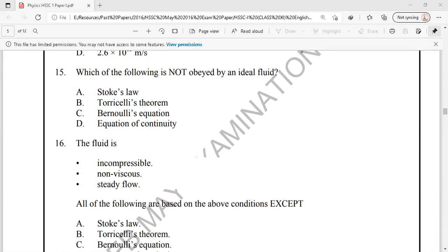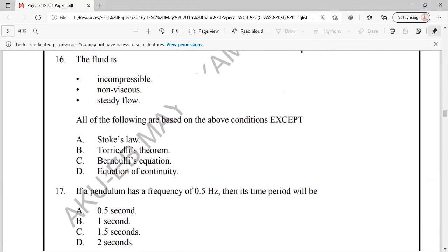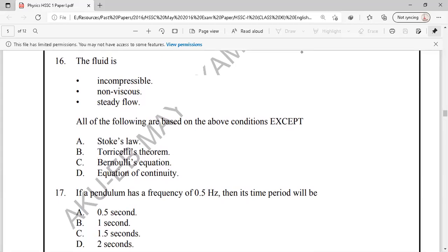Then we have our next question, question number 16. The fluid is incompressible, non-viscous, and has steady flow. All of the following are based on the above conditions except which. Once again, the concept is the same as that asked in our previous question number 15. The correct answer is Stokes' law. Torricelli's theorem, Bernoulli's equation, and the equation of continuity all talk about fluids that are incompressible, non-viscous, and have steady flow. So option A is the correct answer.